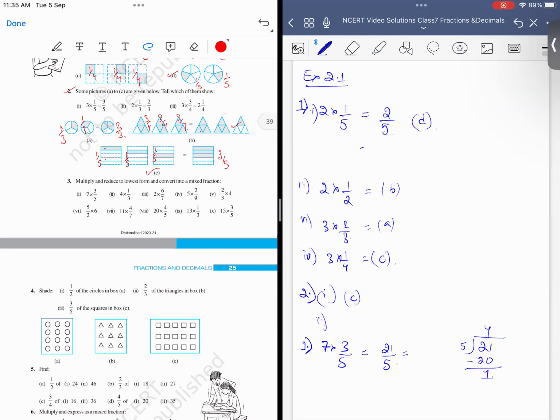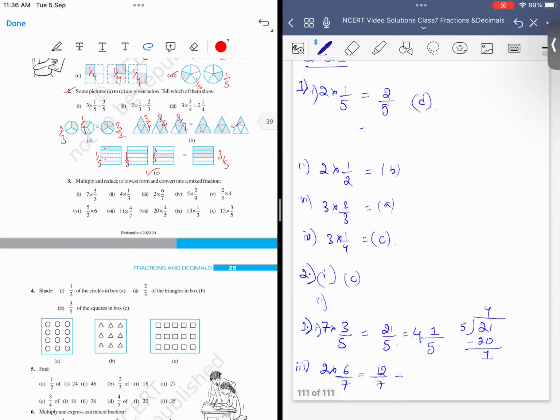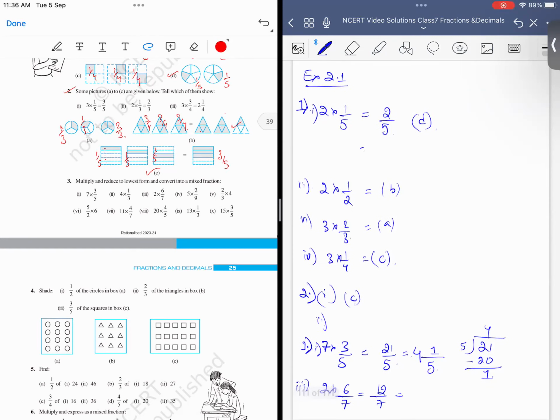How do we write it? The quotient is written here as the whole number. And the remainder is written as what? The numerator of the proper fraction, and the divisor is the denominator. So that is how we convert an improper form to mixed form. Likewise, let's take the third question, 2 into 6 by 7. That is 12 upon 7. Now again, if you convert it, divide 12 by 7. One time it will go, and the remainder is 5, so 1 whole 5 by 7 is the mixed form.